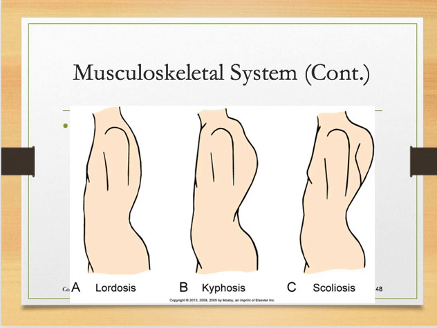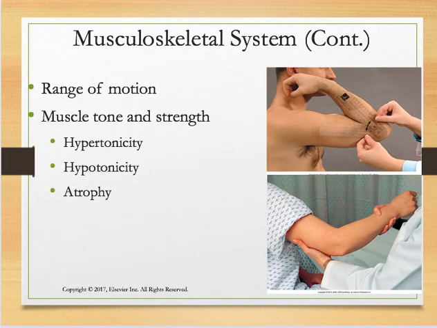Why are they kyphotic? What's going on? Is it old age? Is it some sort of injury? What's happening? And then scoliosis is where it's crooked, where the spine isn't in a linear line, it actually curves. So these are all things you can get by just looking at a patient.